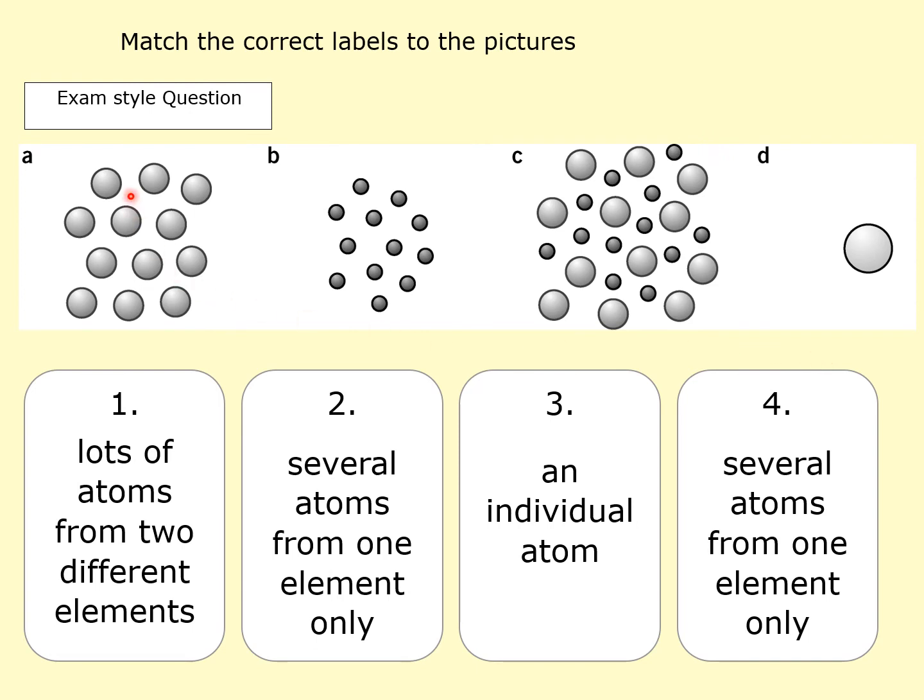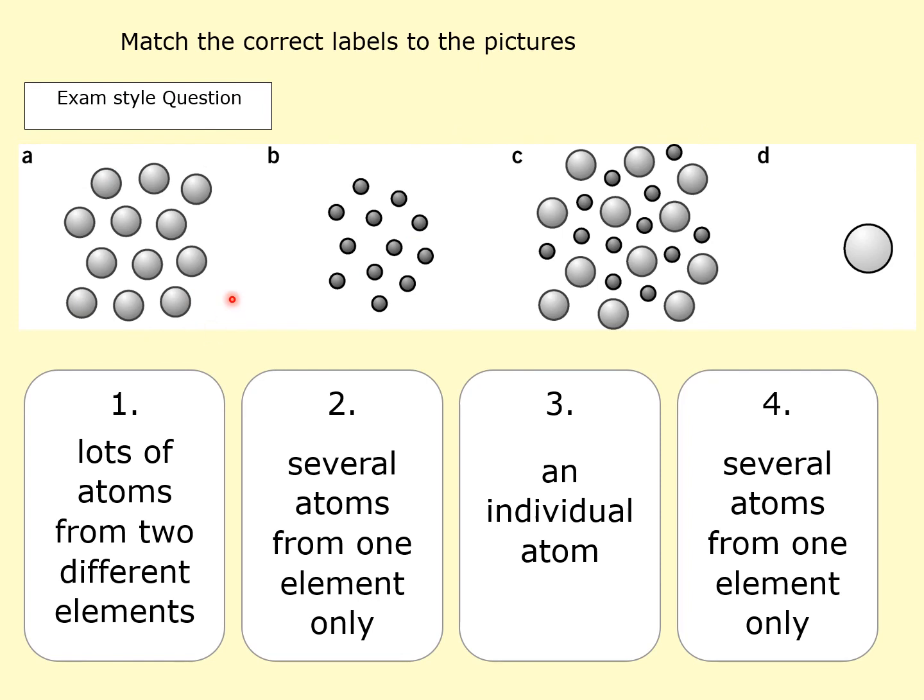So we've got 4 particle diagrams, A, B, C and D, and we've got 4 descriptions. 1 says lots of atoms from 2 different elements. 2 is several atoms from 1 element only. 3 is an individual atom, and 4 is the same as 2, several atoms from 1 element only. So have a go at matching those up yourself, and pause the video and I will tell you the answers in a moment.